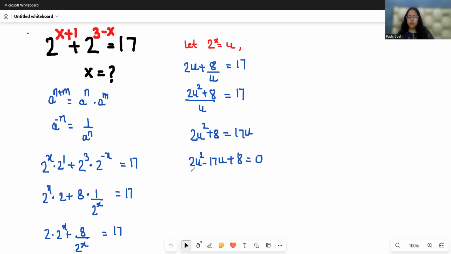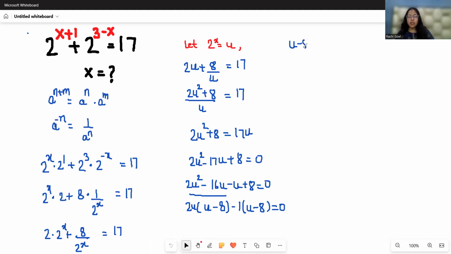Now it's a quadratic equation, so we can write this negative 17u as negative 16u, negative u, plus 8 equals 0. Now if I take 2u common from the first two terms, what is left is u minus 8. And if I take negative 1 as common, u minus 8 equals 0. Now if I take u minus 8 as common, what is left? 2u minus 1 equals 0.